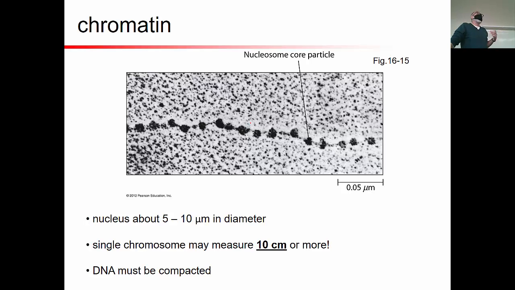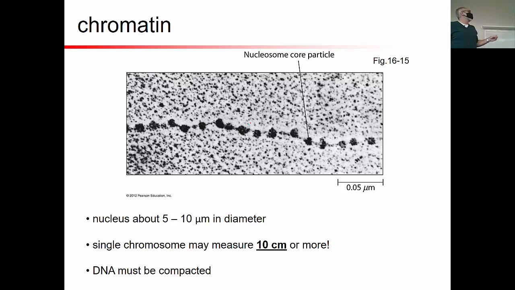And what happens is we do this by, it's counterintuitive, we make it more compact by associating it with a lot of proteins. And the proteins help to compact it. And so when you have your DNA and your protein together, we call that chromatin. Right? So it's the combination of the DNA and the protein associated with it.